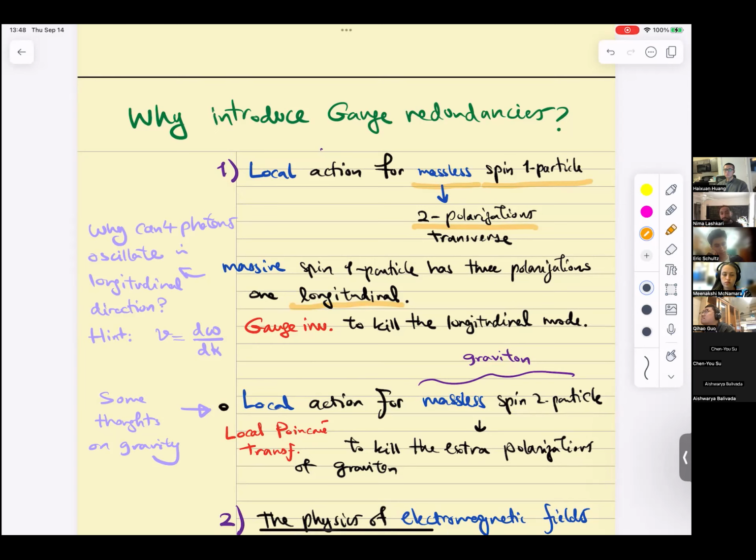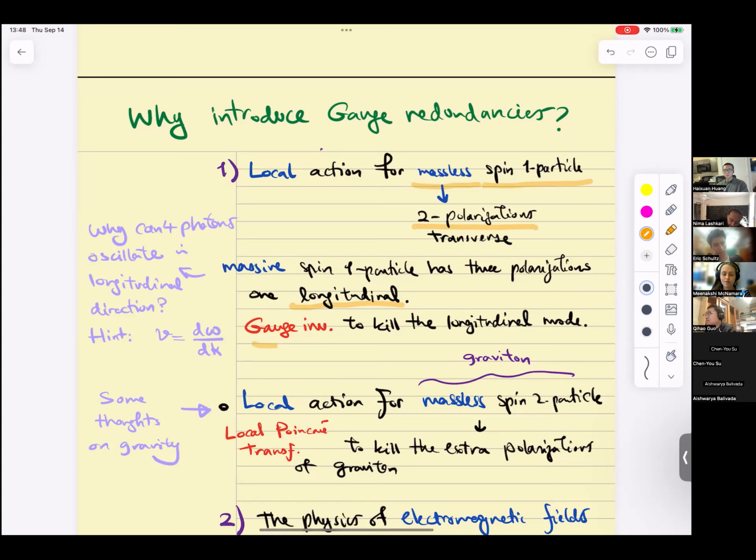So now I invite you to think about why a photon can't oscillate in the longitudinal direction. And here's a hint: the velocity is d omega dk. Just think about that. Why can't photons have a longitudinal polarization? And I already gave you a clue. It has to do with the fact that it's massless, so it travels at the speed of light.